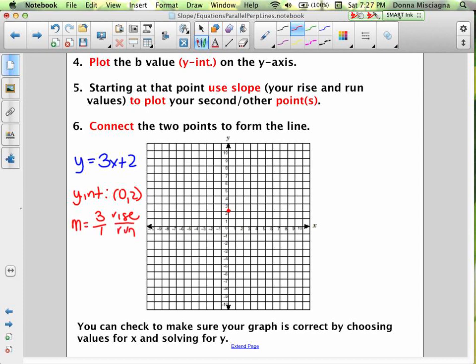So I just count up 3: 1, 2, 3, to the right 1; up 3, to the right 1; up 3, to the right 1. However, we can get more points than that because our slope could also be thought of as -3 over -1. So that means we can count down 3 and to the left 1. So counting down 3: 1, 2, 3, to the left 1. And notice they're all still in the same line. If one wasn't in line, then we'd know we'd made a mistake.